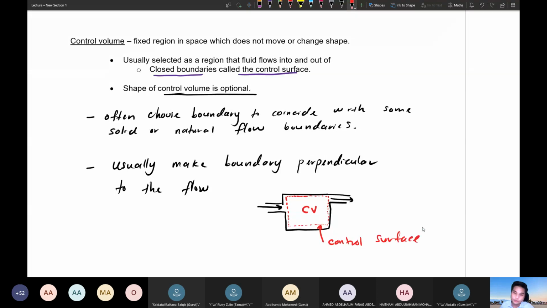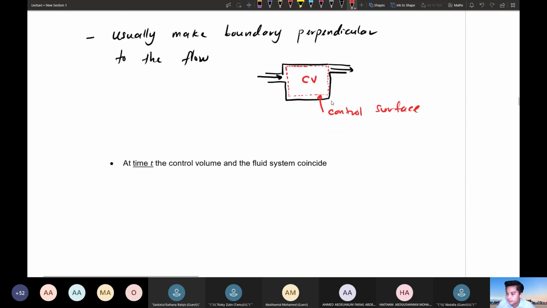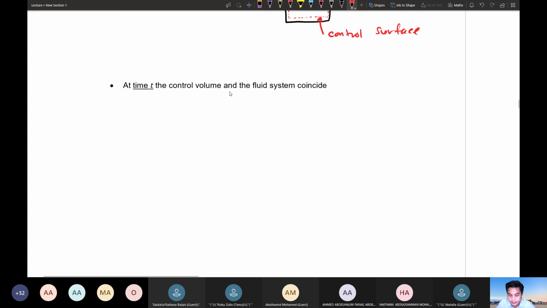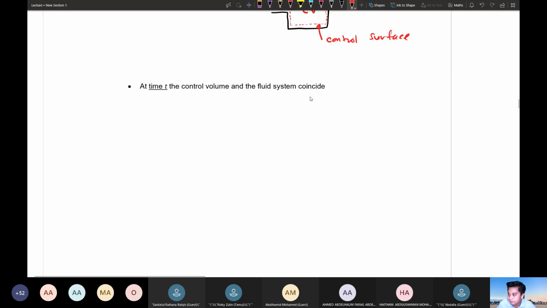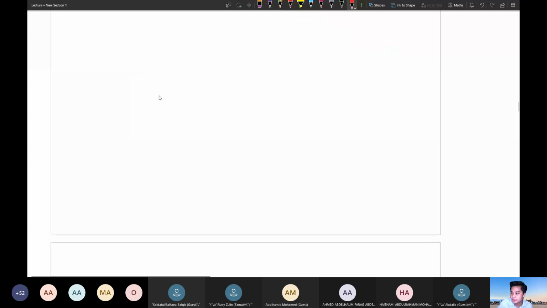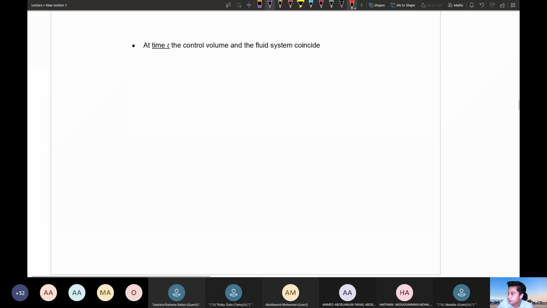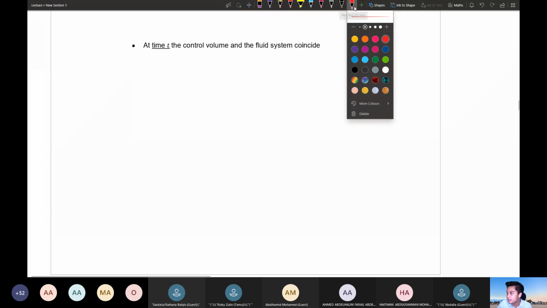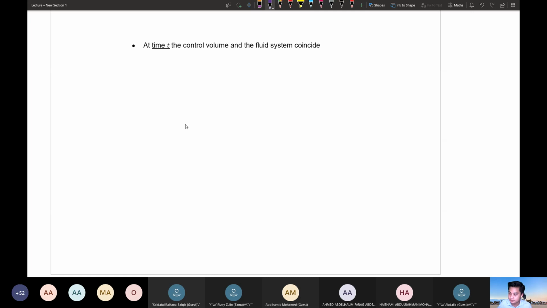Okay, you need to know this because we're going to derive the Reynolds transport theorem. Okay, at time t, the control volume and fluid system coincide. Okay, this is at the initial time. So, what it means by, let me explain to you. For example, we have the diffuser.